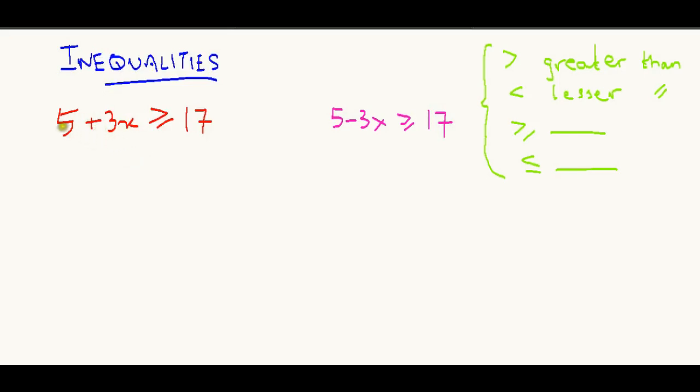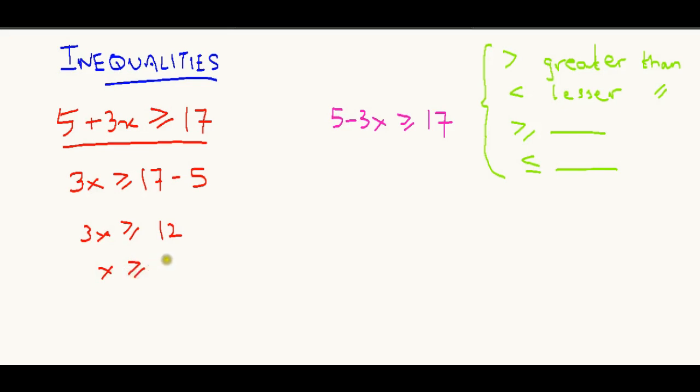If I have question number 1, which is this in front of me, and I need to solve it, I'm going to solve it simply. There is no rocket science in here. 3x greater than or equal to 17 minus 5, which is 12. Then I have x is greater than or equal to 12 by 3, x is greater than or equal to 4. This is my answer.